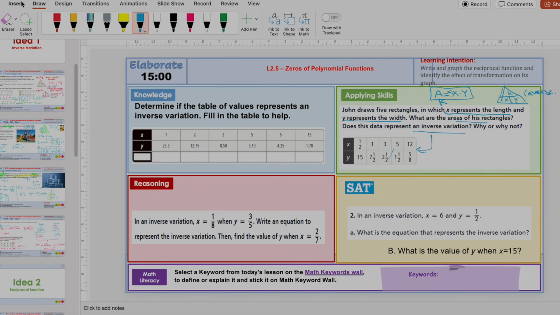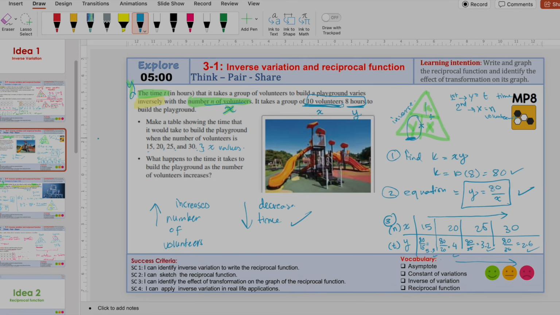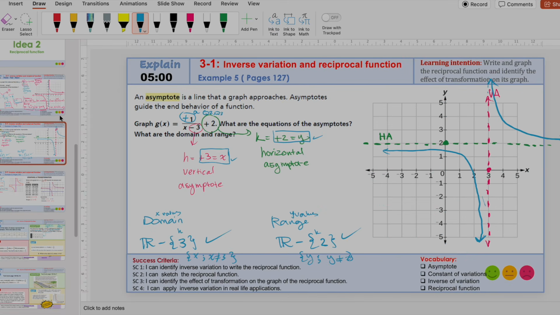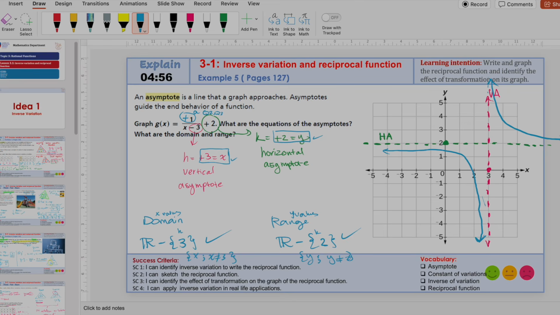We're done with this lesson. Make sure to practice enough, especially the word problems, just getting to know which one is x and which one is y. Domain and range, x asymptote, y asymptote, vertical, horizontal. That's it. Good luck. Bye bye.